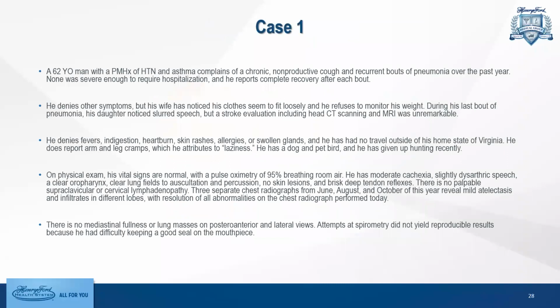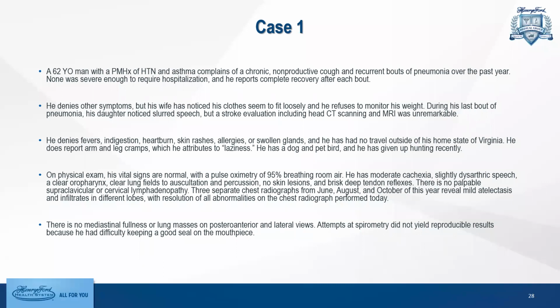So the first case: a 62-year-old man with a history of hypertension and asthma is complaining of a chronic non-productive cough and recurrent bouts of pneumonia over the past year. None of these pneumonias were severe enough to require hospitalization, but he reports complete recovery after each period. He denied other symptoms. His wife has noticed that his dress clothes seem to fit loosely. He refuses to monitor his weight. After the last pneumonia, his daughter noticed some slurred speech.